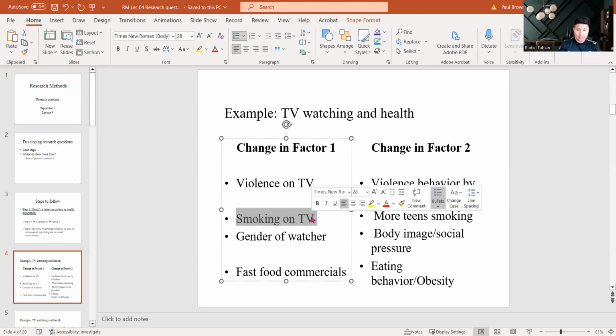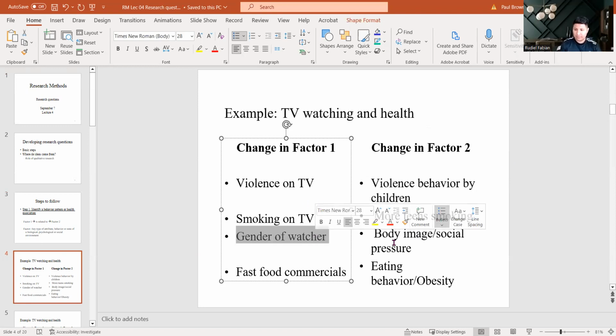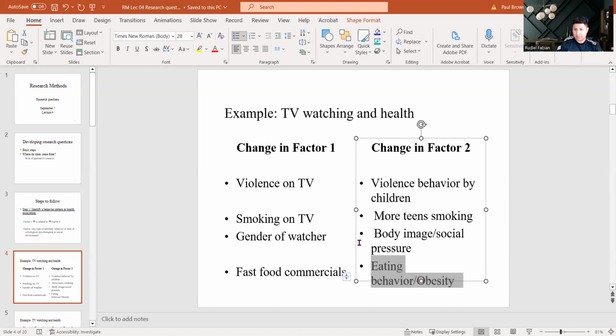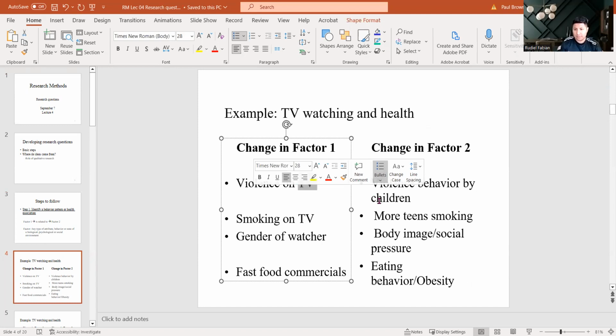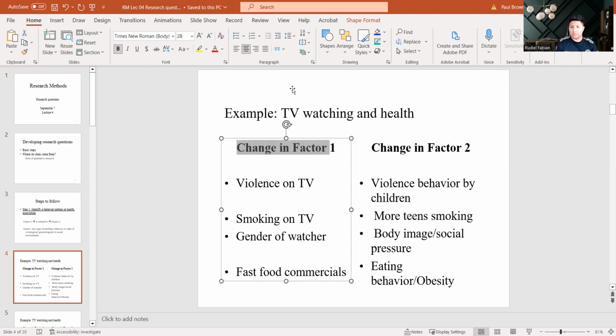Smoking on TV, more teen smoking. Gender watcher, body image, fast food commercial, eating, etc. So you can come up with these relationships where you think that a change in this thing changes that. Now, one of these is the independent variable, and one of these is the dependent variable. So which is the independent, which is the dependent? The dependent typically means the thing that is being changed, and the independent means the thing that is causing the change.